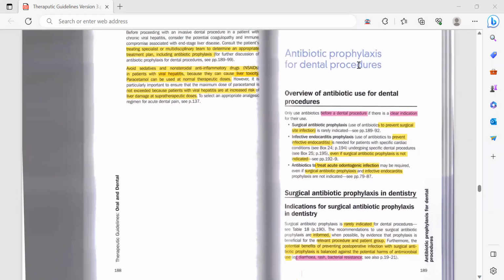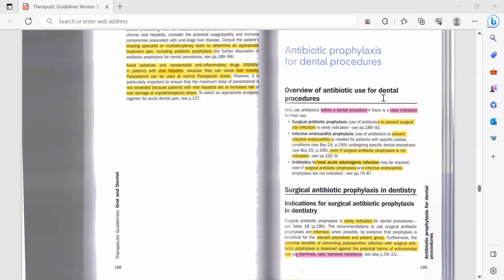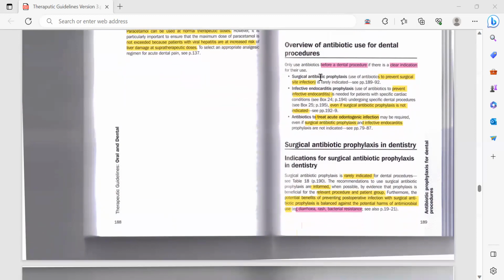But before starting this topic, I want you to understand that be very, very, very conscious when you are prescribing any antibiotic to the patients, because in Australia they are very particular when to prescribe, when not to prescribe, and they are very serious about this topic, that there should not be any misuse. Okay, so overuse of antibiotic use for dental procedures. Only use antibiotics before a dental procedure if there is a clear indication for their use.